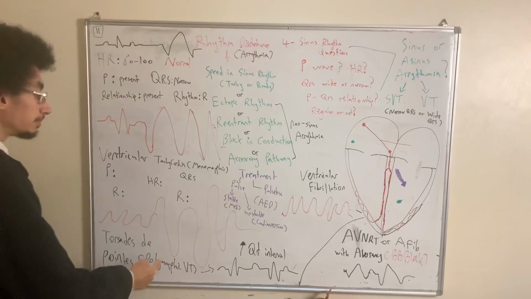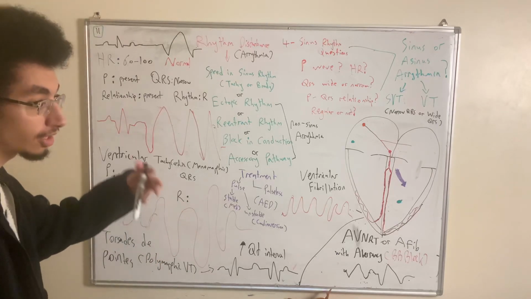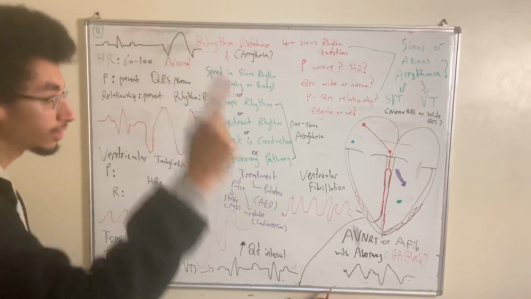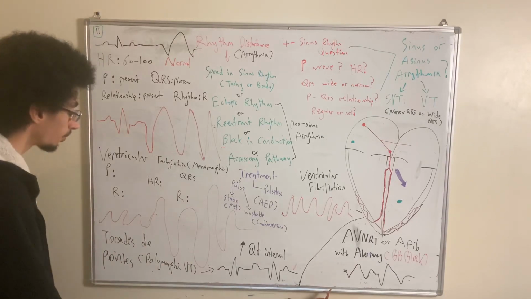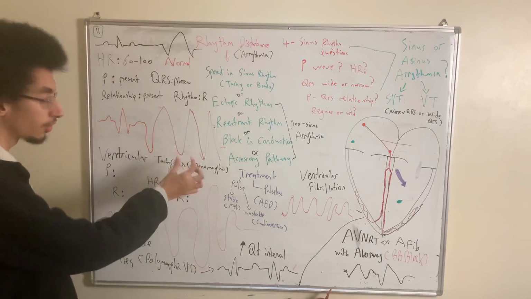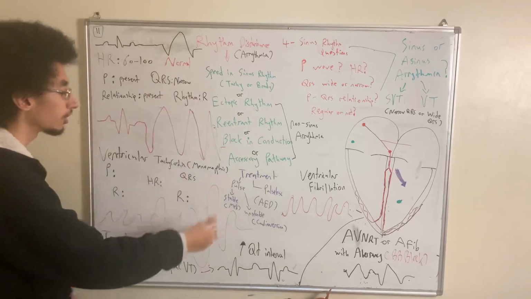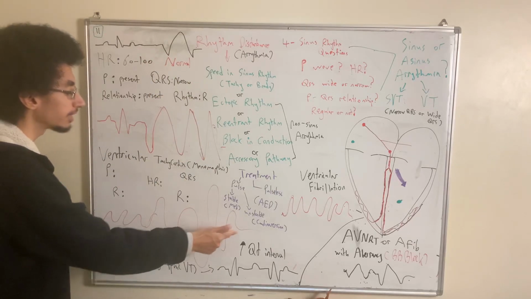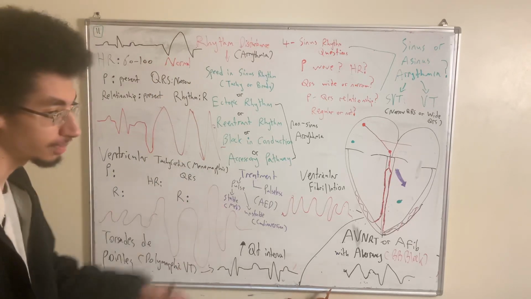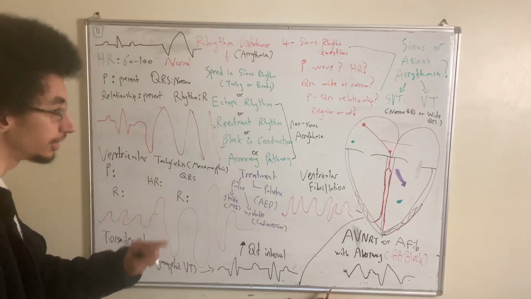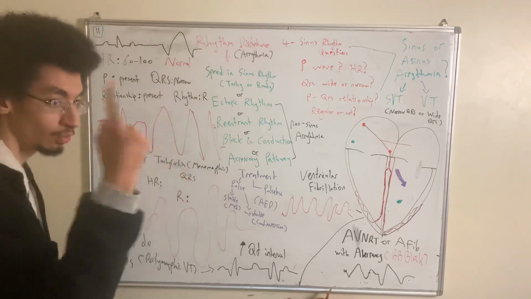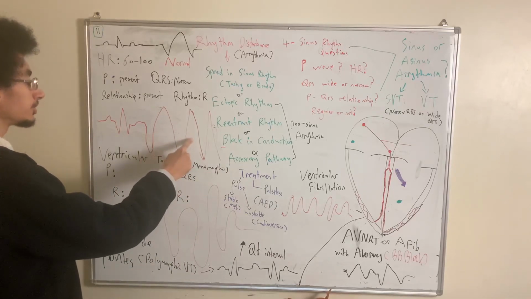Polymorphic means you have a ventricular tachycardia arrhythmia with more than one shape, different shapes. So one may become bigger, one may become taller, one may become even taller. So each QRS complex may have a different shape, hence the term polymorphic. Mono, as in one, meaning you have one consistent shape.